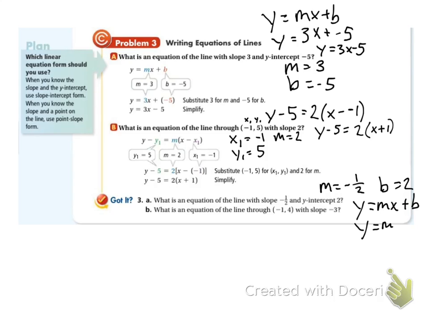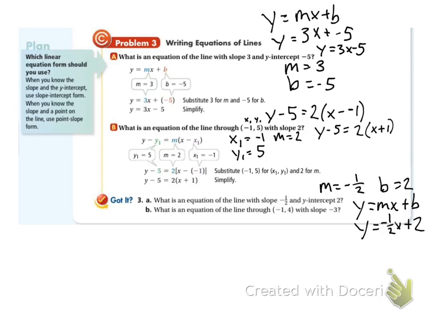If it helps, erase as you go if you need to, if that'll make it easier. So instead of my m, I'm going to plug in -1/2. Instead of my b, I'm going to plug in 2. And there's my equation.